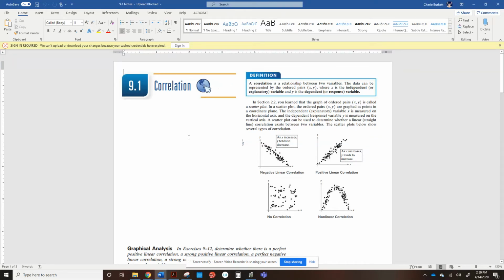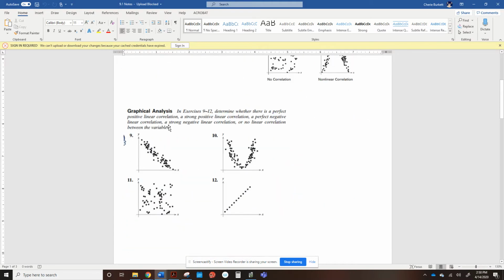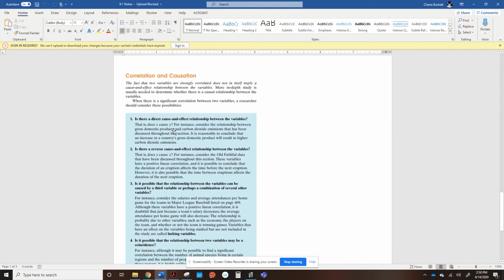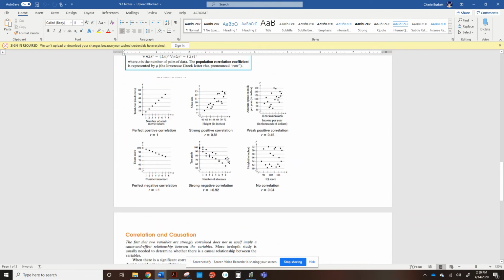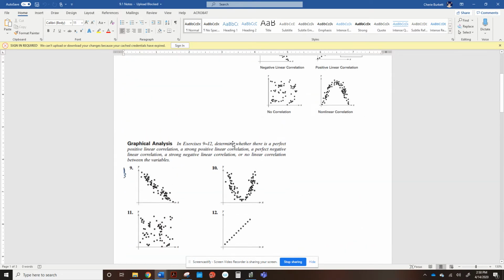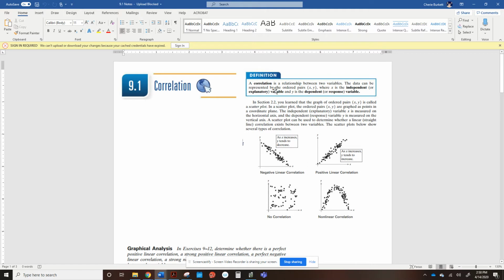Okay, so chapter 9, and this is 9-1 and 9-2 together, is about correlation between two variables. If you've ever taken Algebra 1 or any of the algebra courses, you did study correlation in that course.